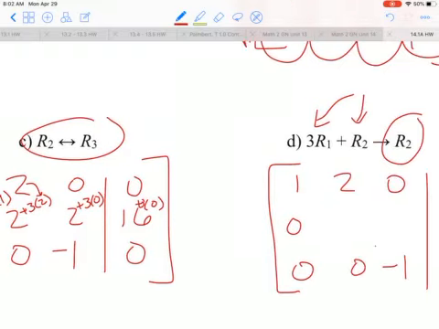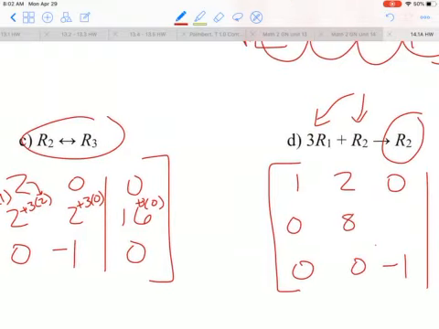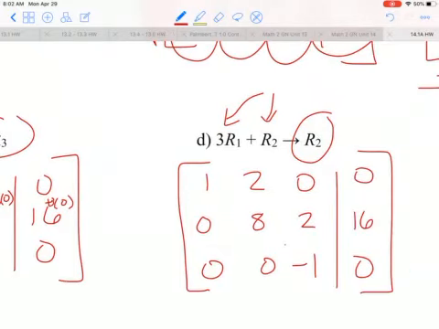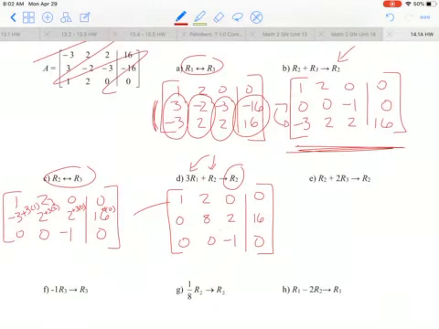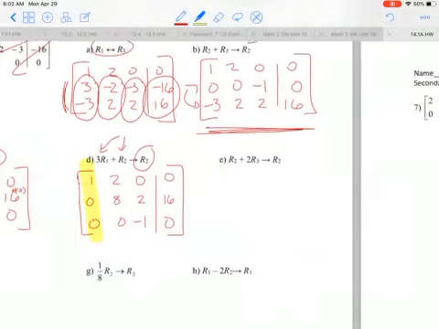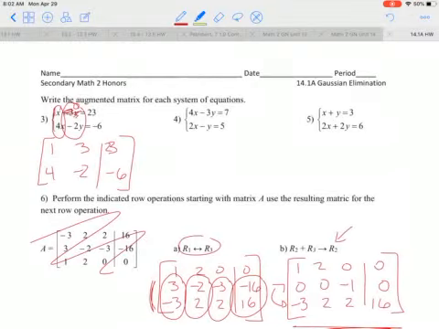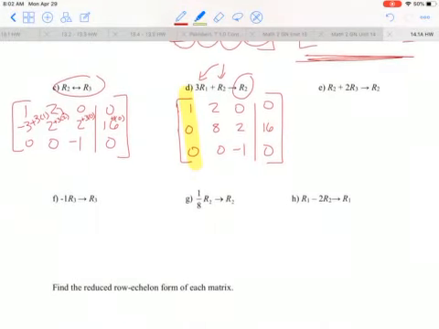2 plus 6 gets you an 8. 2 plus 0 makes a 2. 16 plus 0 makes a 16. And the reason we did that was so that that first spot became a 0. So now this row is completely done, and then we're going to move on from there, but all the operations you should have already done, so you should know.